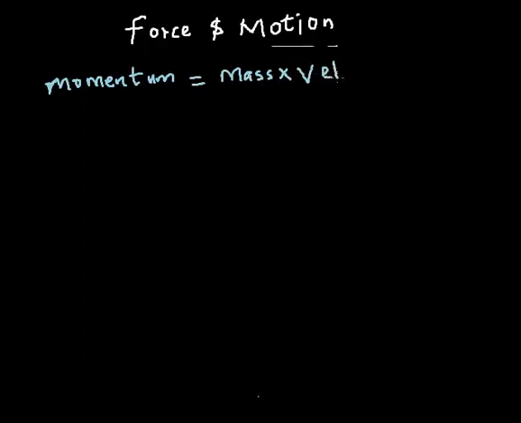So anytime you hear of momentum in physics, momentum is the product of mass and velocity, mass times velocity. According to Newton's law, the rate of change in momentum is proportional to the applied force. Since we already know that momentum is mass times velocity, if there's a change in momentum, that simply means there's a change in velocity.